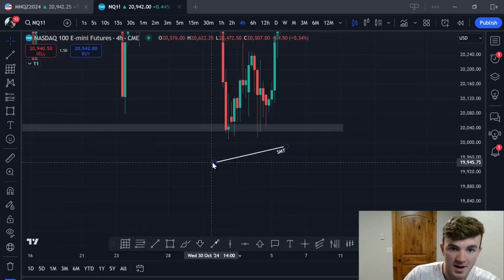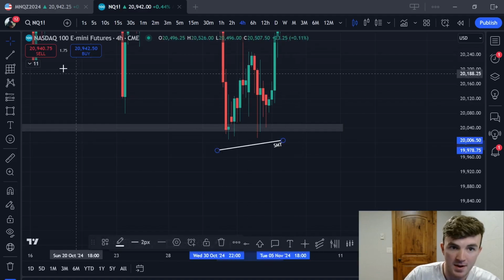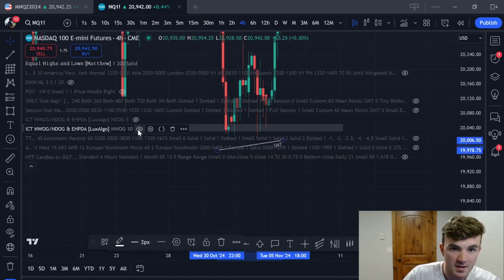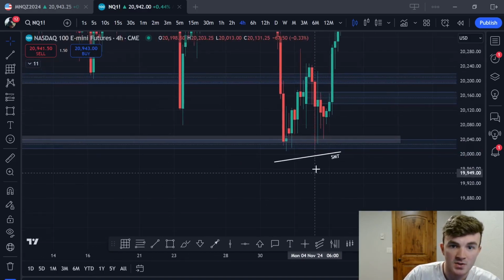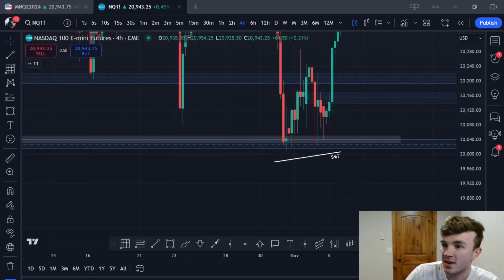And so we had SMT form, we had that BPR, and then we had a new week opening gap that overlapped with this same area. So this was a high conviction area for us to possibly rebound.